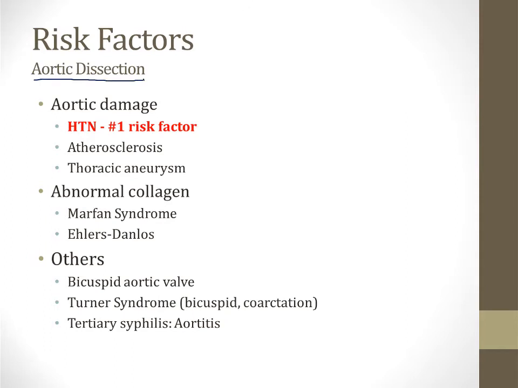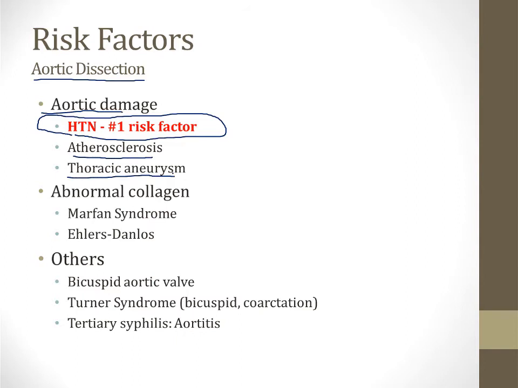The first one is something that damages the aorta. Hypertension is the most common and number one risk factor for aortic dissection. That's because it puts tension on the aorta and it can limit the blood supply to that very important medial layer. In addition, atherosclerosis can predispose to aortic dissection, and so can the presence of a thoracic aneurysm, which we'll talk about in the next few slides.